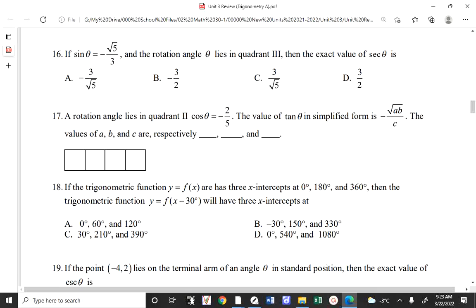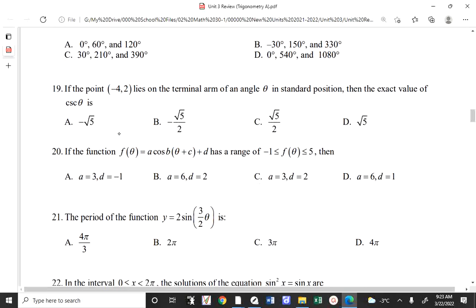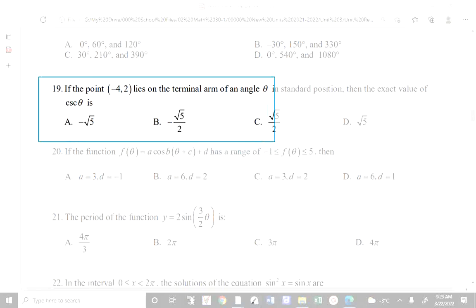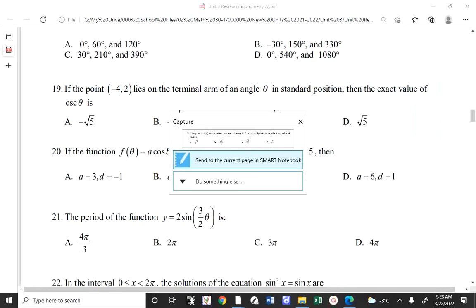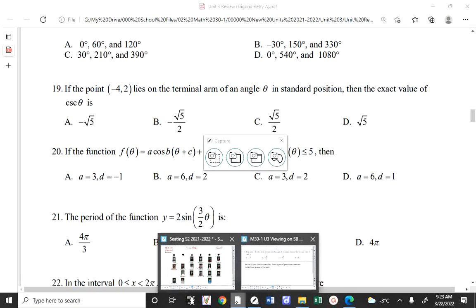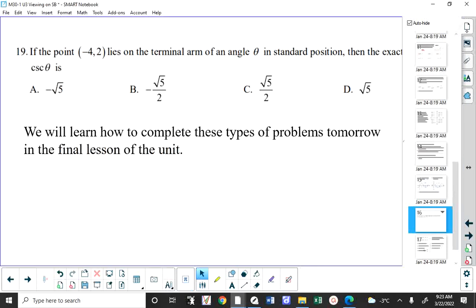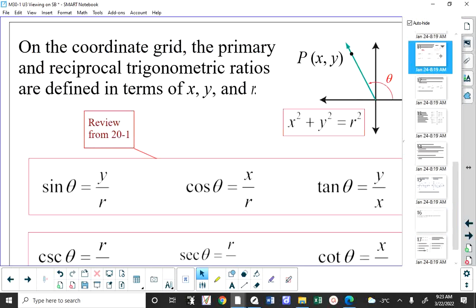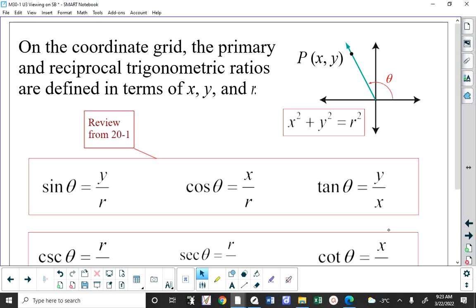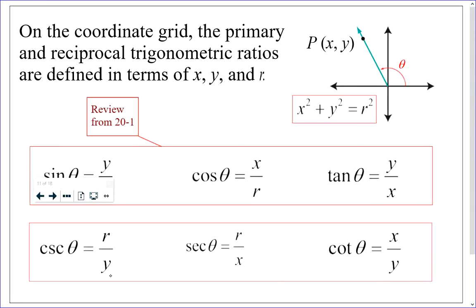Go ahead, Jonathan. 19? So we have a point that's on a terminal arm of a rotation angle. And again, this is what I would describe as a fairly standard run-of-the-mill type of question. The whole idea of us having these definitions for sine, cosine, tangent, cosecant, secant, and cotangent.